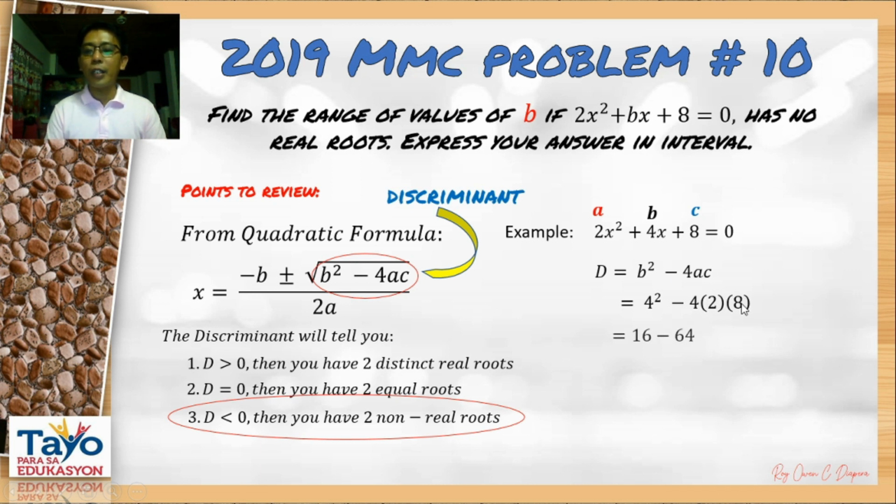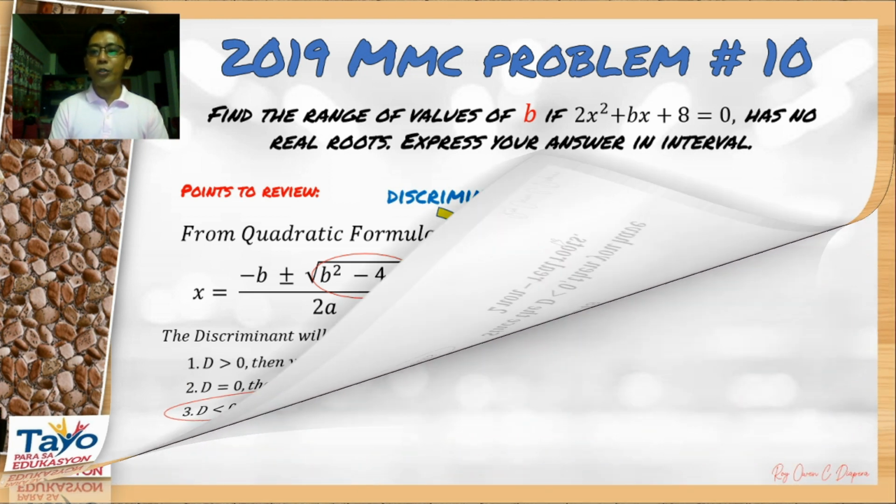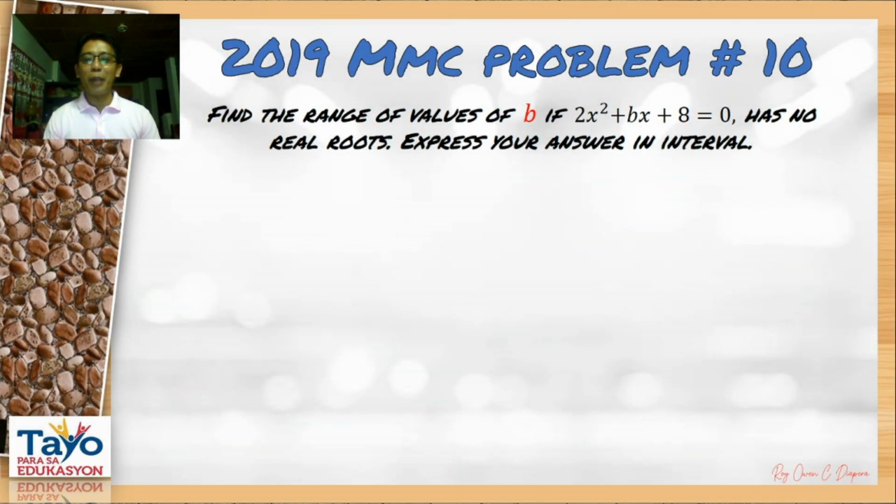Simplifying this further, 4 to the power of 2 gives you 16. Negative 4 times 2 times 8 is negative 64. And 16 minus 64 is negative 48. Now, since your discriminant is less than 0, then you will have two non-real roots. We are now ready to solve problem number 10.